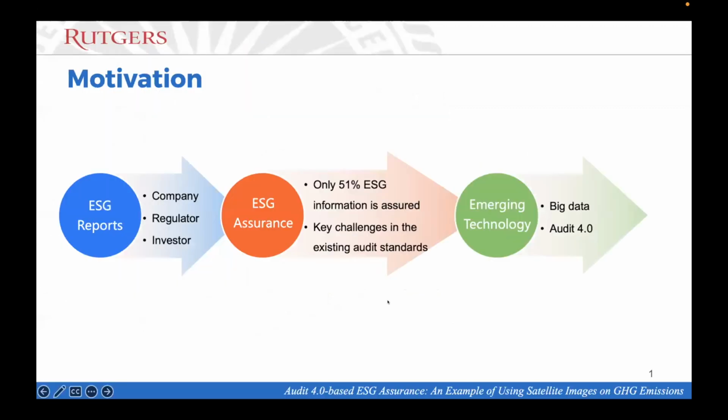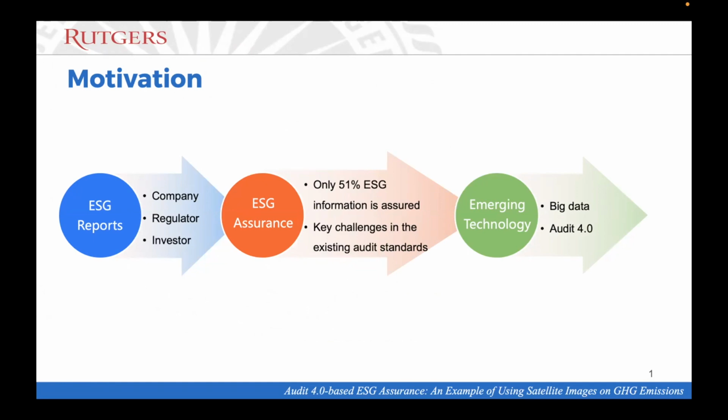Now ESG has attracted attention from companies, regulators, and investors, and ESG reports serve as a main channel to communicate with stakeholders. However, only 51% of ESG information is assured, and there are still some key challenges in the existing audit standards, for example, how to exercise professional judgment and skepticism. Here, big data and Audit 4.0 can help.